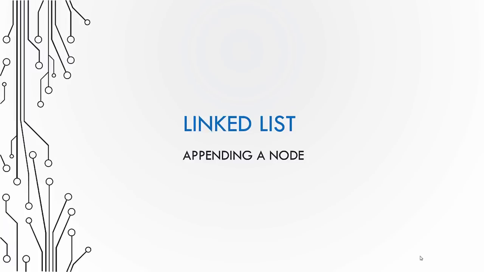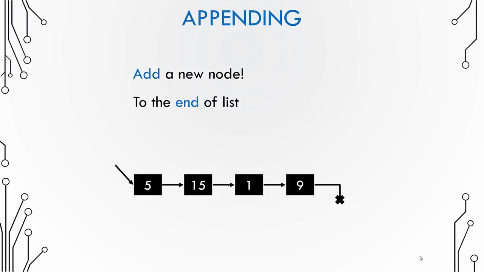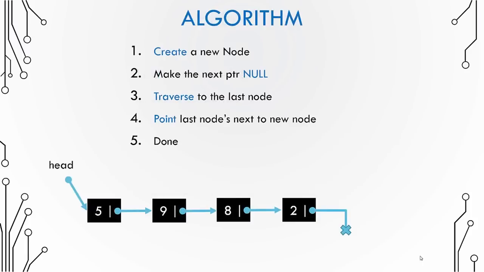Let us understand how do we append a node to a linked list in this video. So when somebody says appending to a linked list, it means that they add a new node to the end of the list. So basically the process involves creation of a node and then pointing the last element of the list to that node.